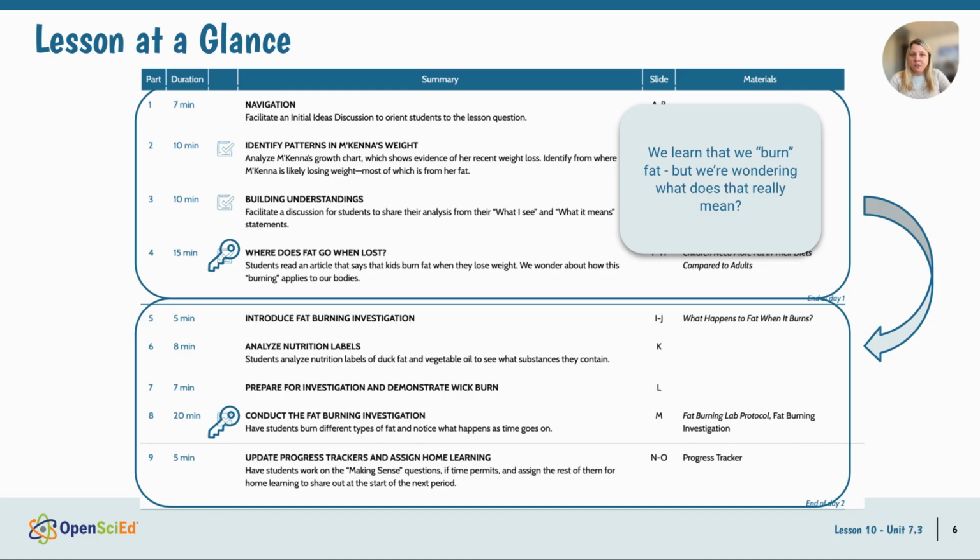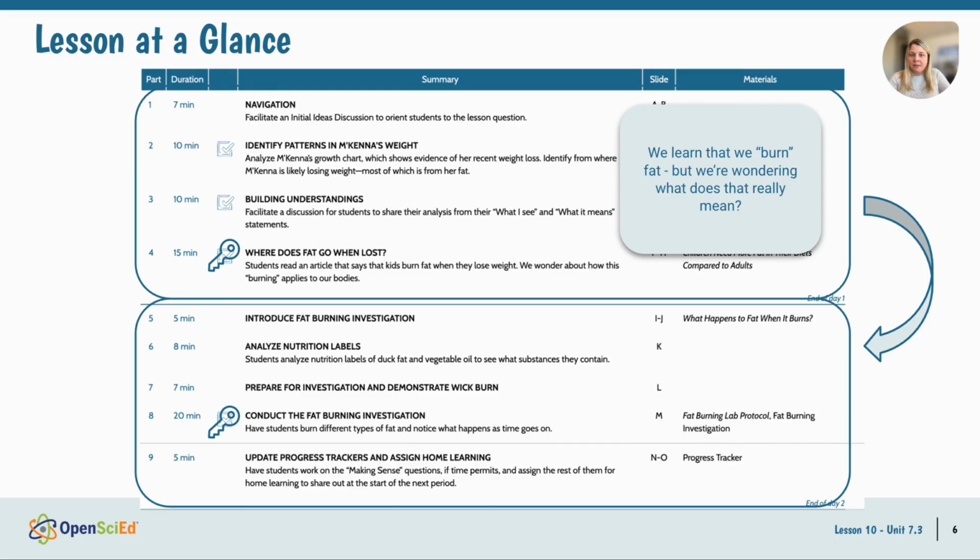We decide to use several types of fat, including duck fat and vegetable oil, to collect our data. We start by watching a wick burn demonstration by itself to see what happens to only the wick. We then burn the wick in both fats to see that as they burn, the fat appears to decrease and some of its properties are changing. This leads us to think, based off of prior units, that a chemical reaction might be happening.